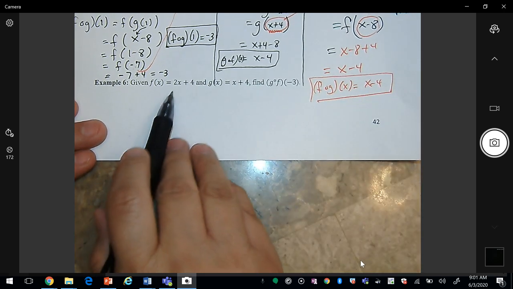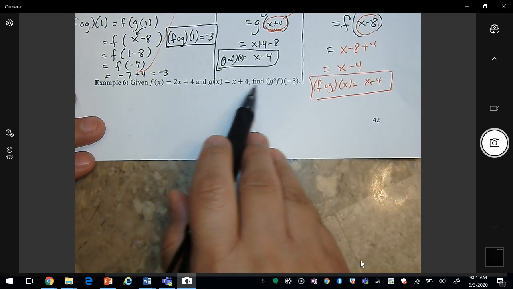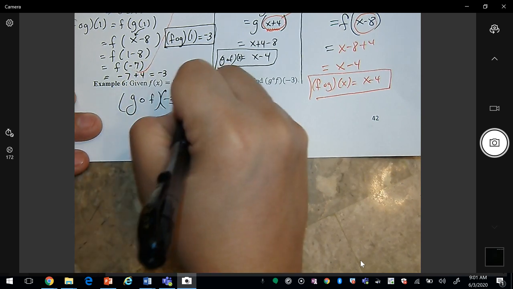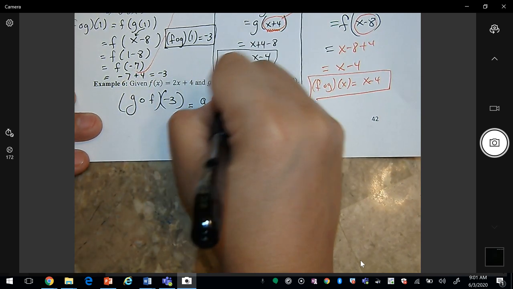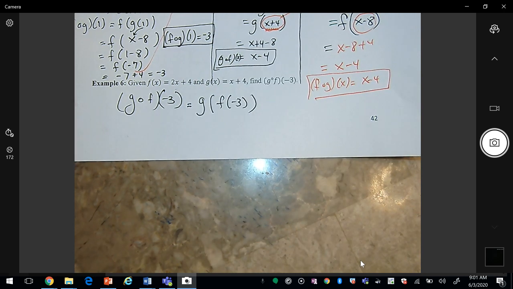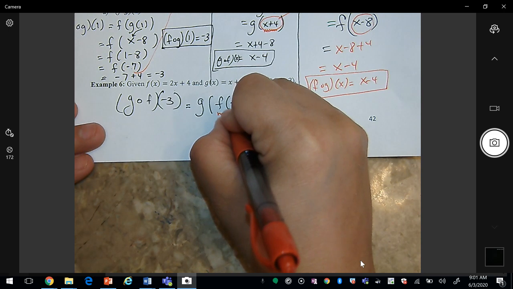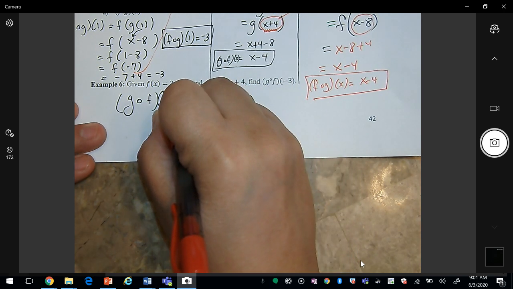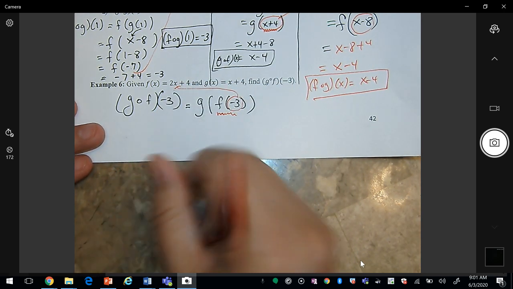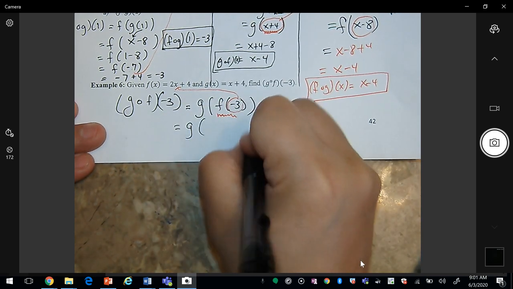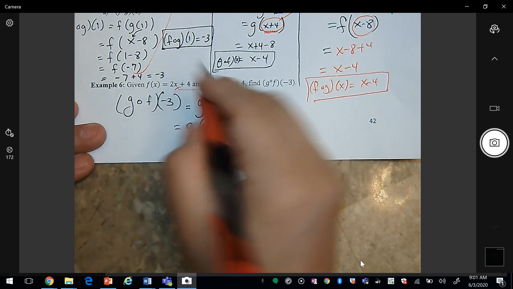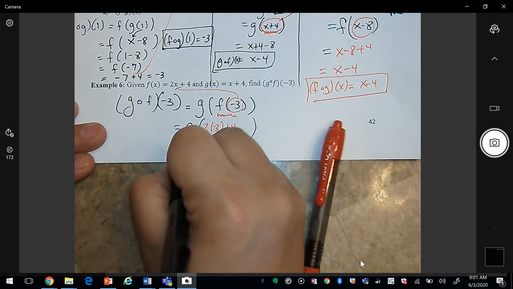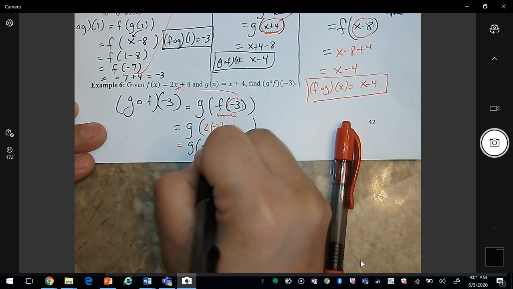Example 6, given f of x is 2x plus 4 and g of x is x plus 4, find g composed of f of negative 3. So first, you want to do the function f. So we want to evaluate f at negative 3. That means we're taking this negative 3 and plugging it in for the x in the function f. So I get 2 times negative 3 plus 4. Negative 6 plus 4 is negative 2.